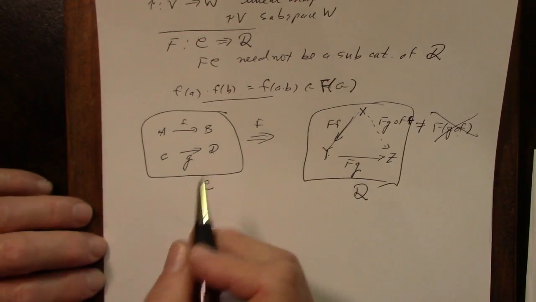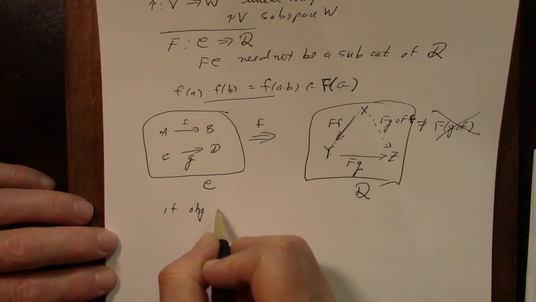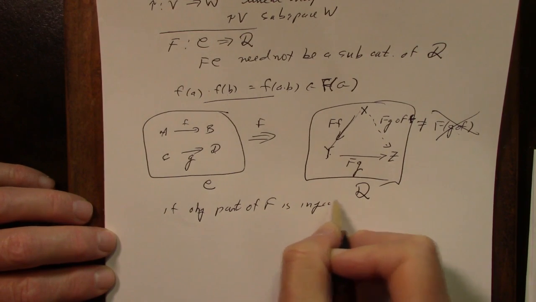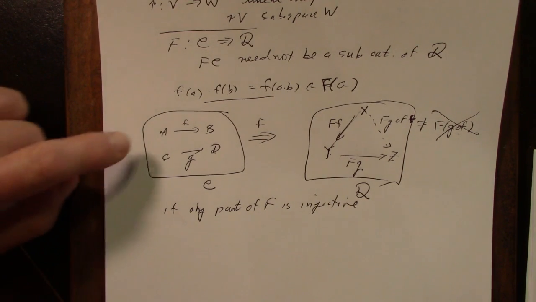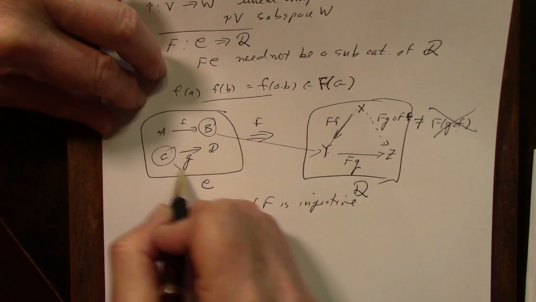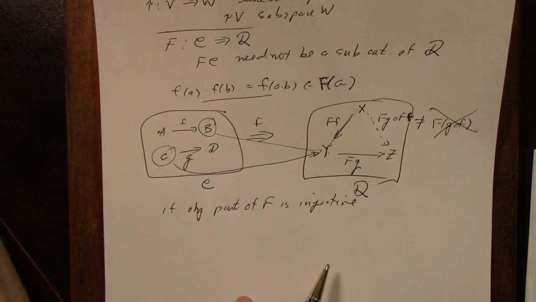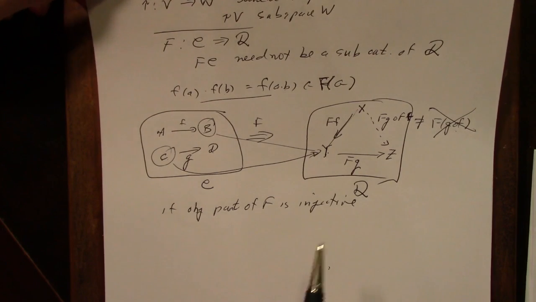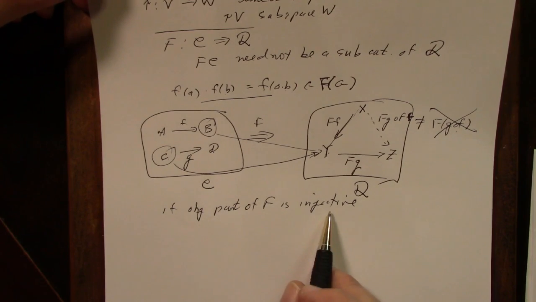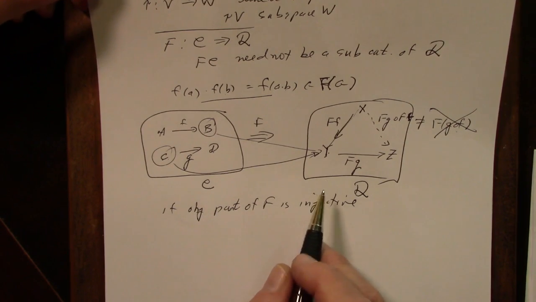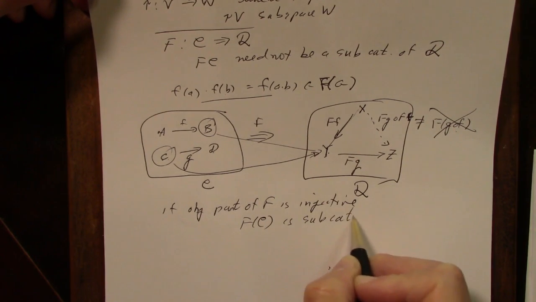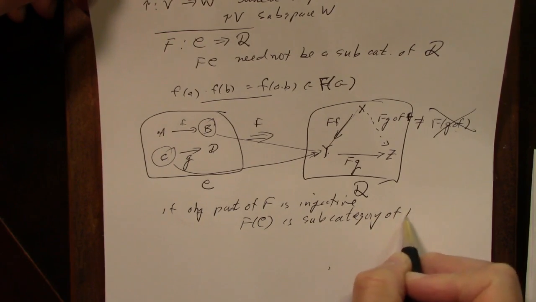If the object part of F is injective, then we have no worries. The problem we had here was that B and C both went over here to Y. And that's what created the issue here. Okay, so I'll let you sort this out and show that if the object part of F is injective, then the image F(C) is a subcategory of D.